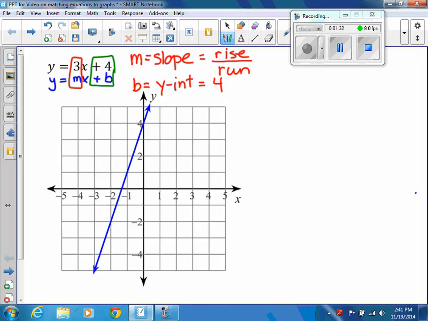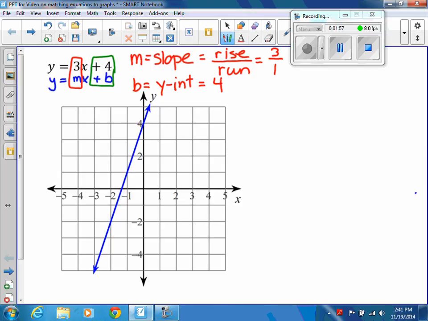And I should go back up here. Our rise over run is equal to 3. If we look at our slope, it is 3. Remember, to make any whole number into a fraction, it's the number on top of 1, right? So 3 over 1 is my 3. So my rise over run is 3 over 1. Okay, so with all this information, I can check if my graph is correct or not.